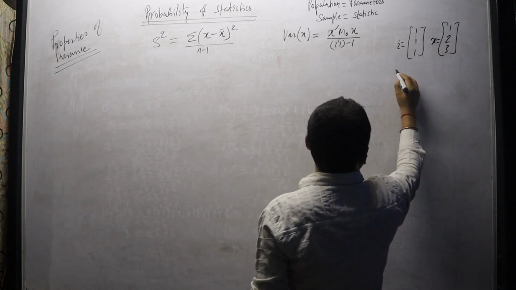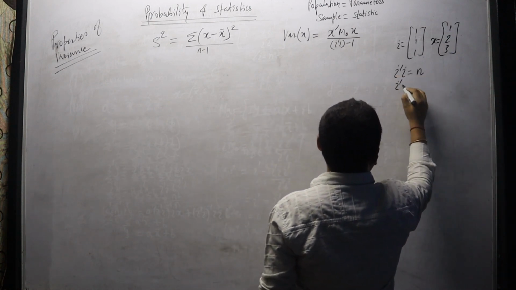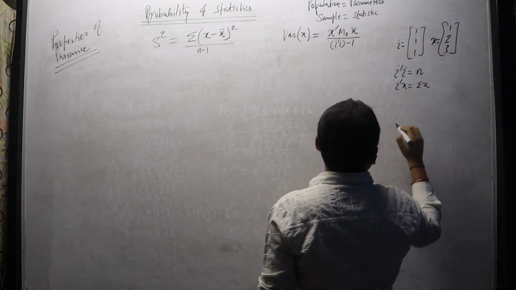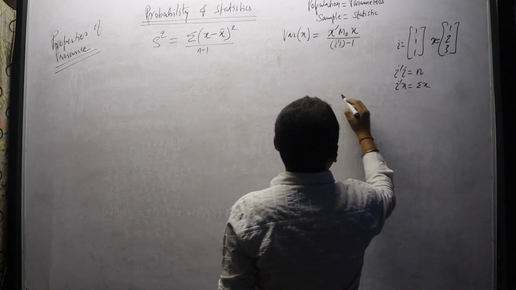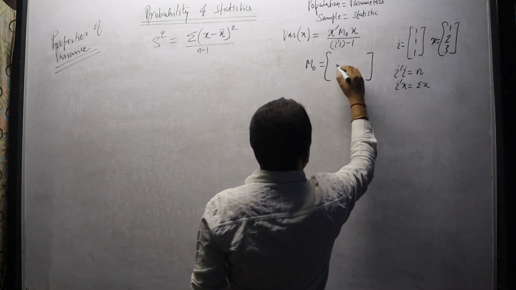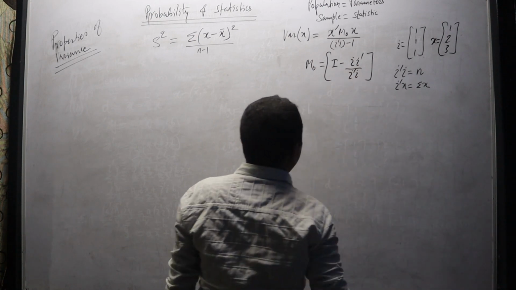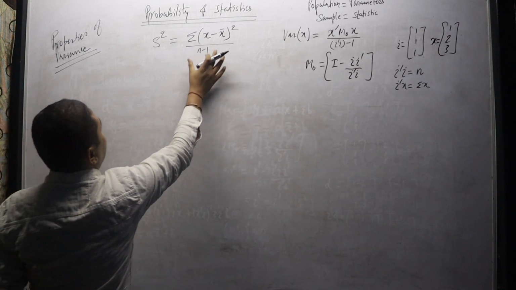So in this case we know that i transpose i should be equal to the sample size, and i transpose x should be equal to the summation of x, and then M0, the deviation from mean matrix, is equal to I minus i transpose i. Now let us see the property related with this.